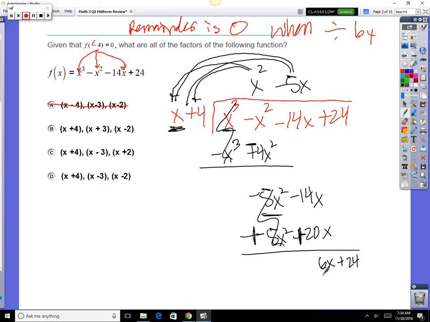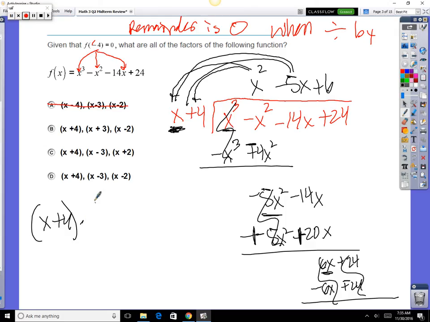And what can I times x by to turn it into a 6x? You've got to times by 6. So 6 times x will give me 6x, and 6 times the 4 will give me the 24. But now you've got a minus, and they both 0 out. So my factors are x plus 4 times this guy, x squared minus 5x plus 6.